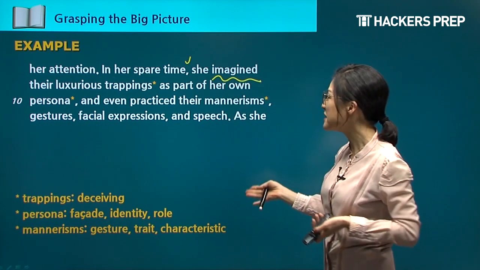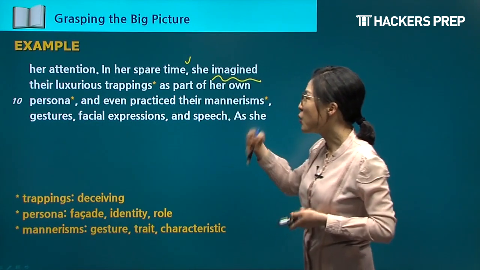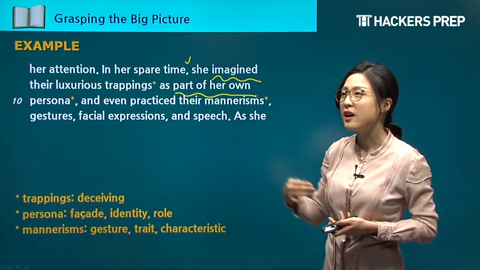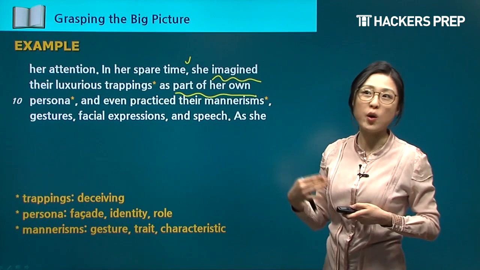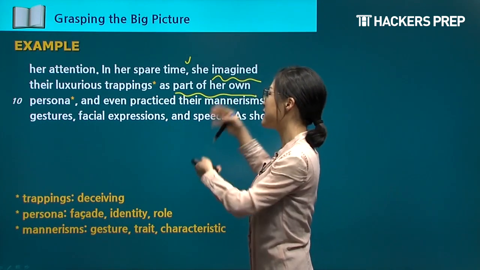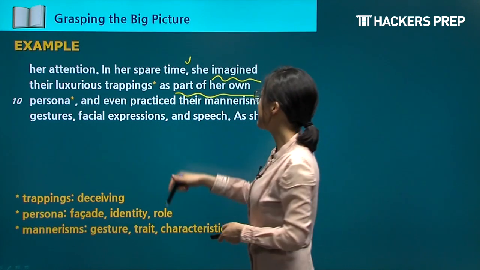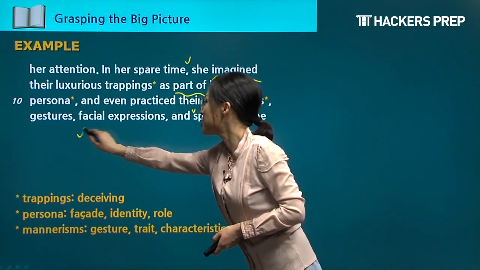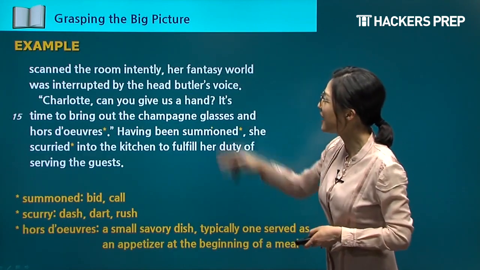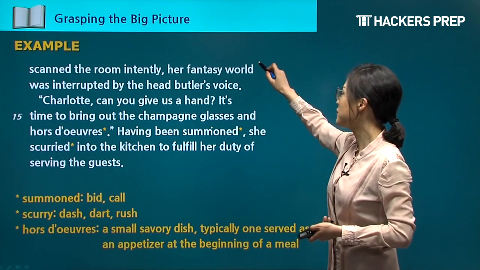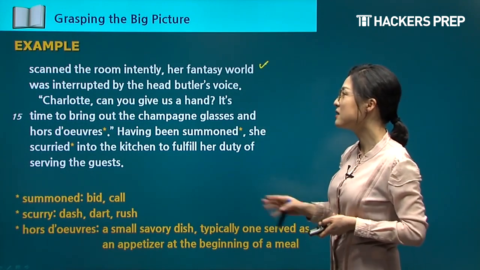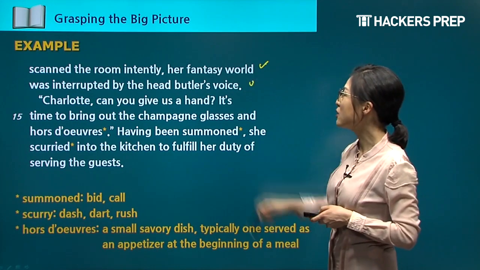So she imagines life as though it's part of her own. So we know that actually high society is not where she belongs, right? So what does she do? So she imagines that she may be one of them. She practices their mannerism, gestures, facial expression, and speech. All right, and then as she scanned the room intently, as we mentioned, that world of imagination, her fantasy world was interrupted by the head butler's voice.